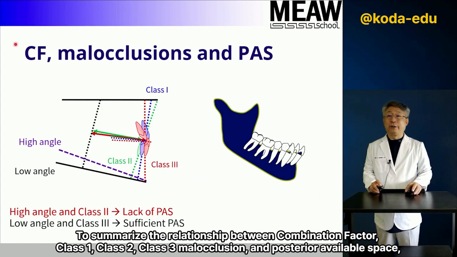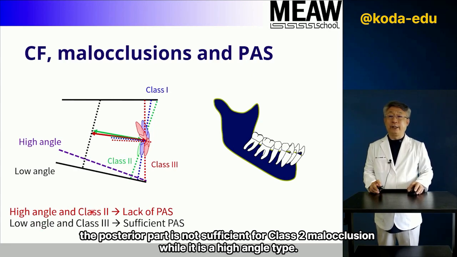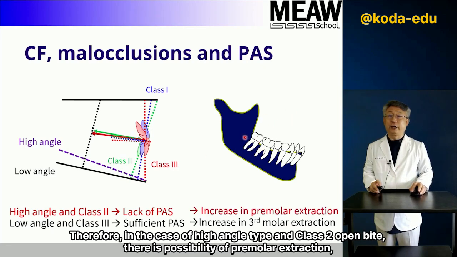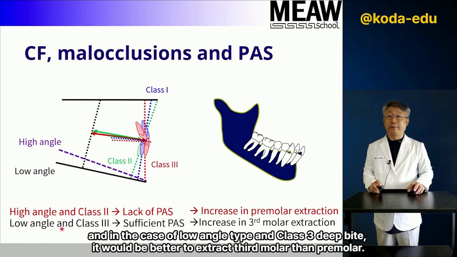To summarize the relationship between combination factor, class 1, class 2, class 3 malocclusion, and posterior available space: the posterior part is not sufficient for class 2 malocclusion, which is a high-angle type. On the other hand, in case of low-angle type and class 3 malocclusion, the posterior part is sufficient. Therefore, in the case of high-angle type and class 2 open bite, there is possibility of premolar extraction. And in the case of low-angle type and class 3 deep bite, it would be better to extract third molar than premolar.